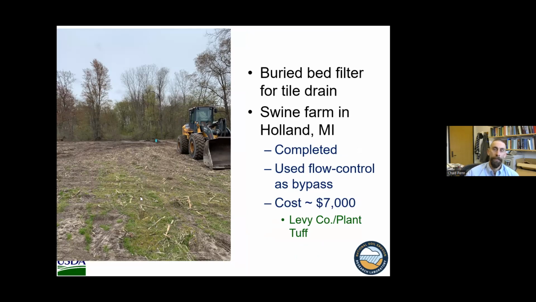But this one used around 40 to 50 tons of that media mixed. And we used a flow control structure as a bypass in case a filter ever clogs, if it can't handle a flow rate that exceeds its capacity. We use flow control structures to divert the water. Cost about $7,000. And we did this one with the Levy Corporation, Plant Tough, in cooperation with them.